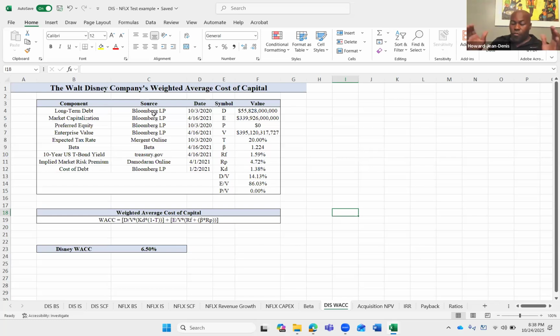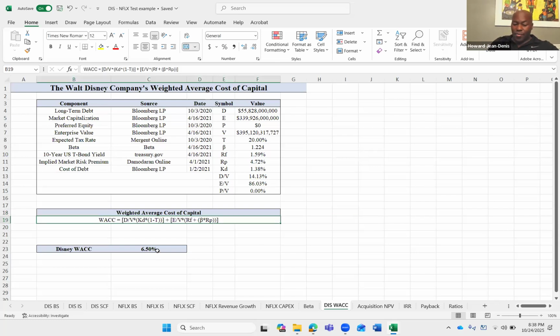So you're going to reputable websites like Bloomberg, like Yahoo, like Treasury.gov, like Thomson Reuters, and Google Finance, you're finding these values. How much long-term debt does the acquirer have? What's the market cap as of today or a recent date? What's the risk-free rate? What's the 10-year UST bond? You fill all these values and then you plug it into this formula.